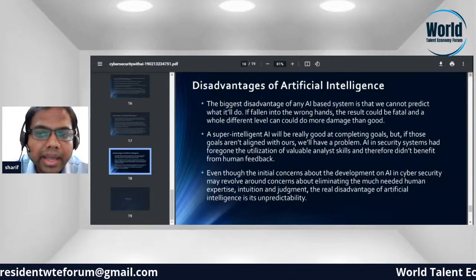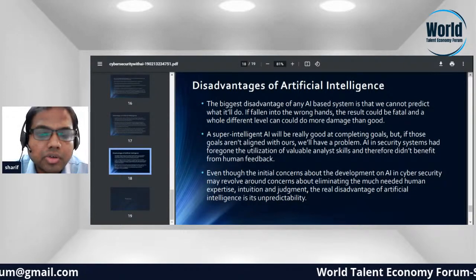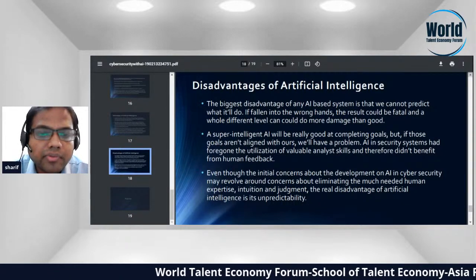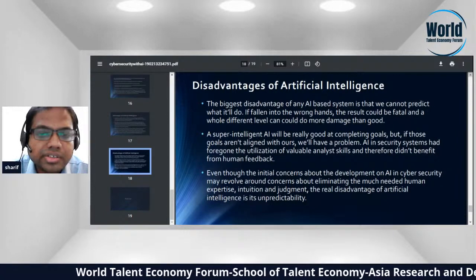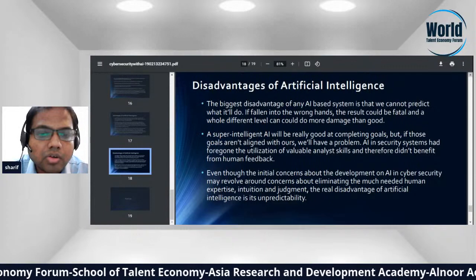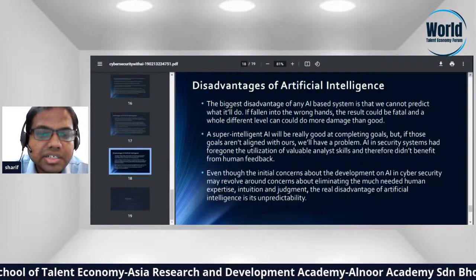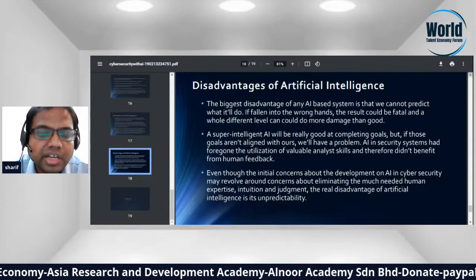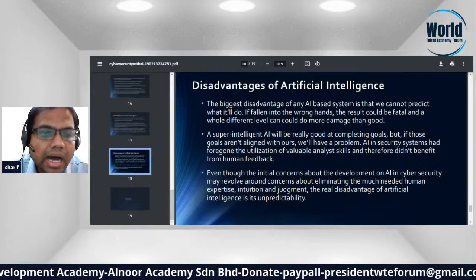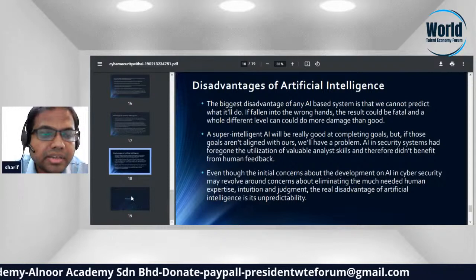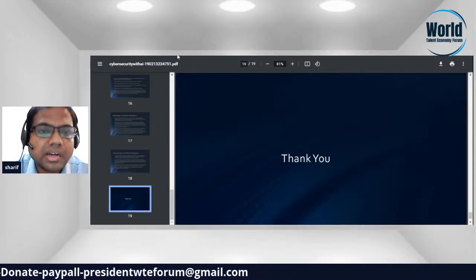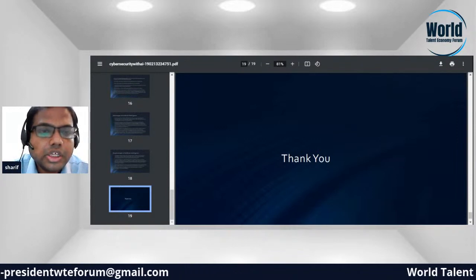we have a problem. AI-based security systems had foregone the utilization of valuable analysis skills and therefore did not benefit from human feedback. Even though the initial concern about the development of AI in cybersecurity may revolve around eliminating the much needed human expertise, intuition, and judgment, the real disadvantage of artificial intelligence is unpredictability.